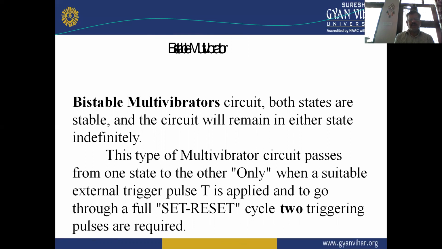The next one is the bistable multivibrator. In this multivibrator circuit, both states are stable and the circuit will remain in either state indefinitely. This type of multivibrator circuit passes from one state to the other only when a suitable external trigger pulse T is applied, and to go through a full set-reset cycle, two triggering pulses are required.